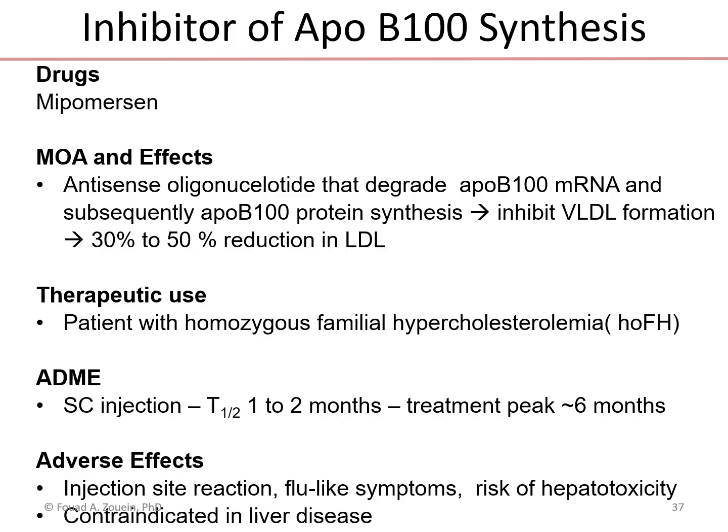It's given as a subcutaneous injection on a weekly basis, because the half-life is high and the treatment peaks within 6 months. So it's like really any antisense given, it gives flu-like symptoms, and it's contraindicated in liver disease because it has high risk of hepatotoxicity.